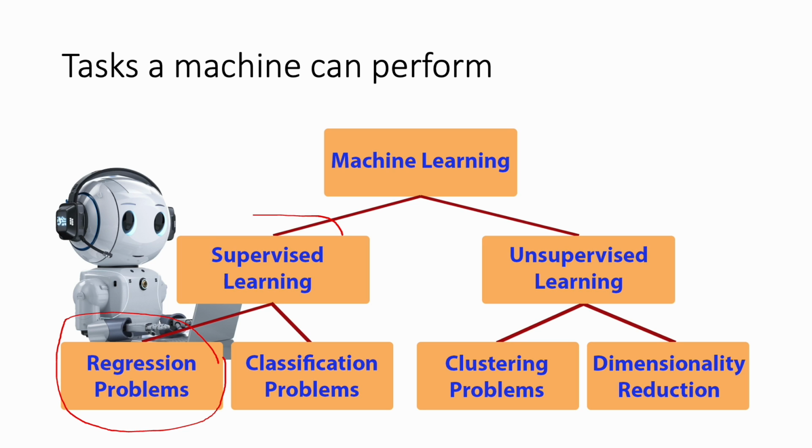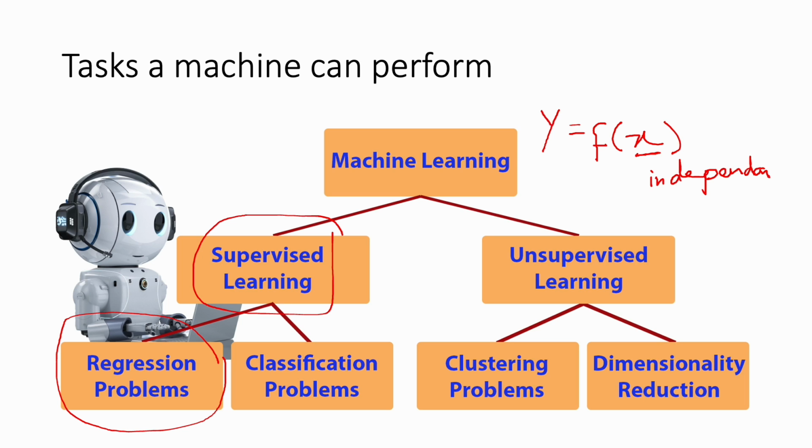So this is a supervised learning model. Supervised learning basically means that we will provide data to the machine based on which the machine will create an algorithm for itself and use that algorithm for making predictions. And a regression problem basically means that we will have something like this: y is equal to some function of x, where x is the independent variable, and y is the dependent variable. So this is what the machine will try to predict for us based on the values of x that we will give to the machine.